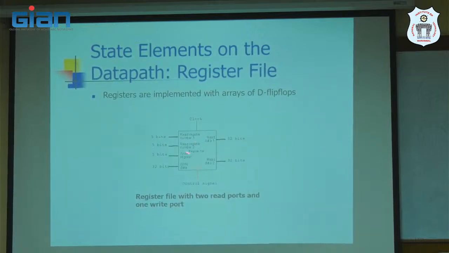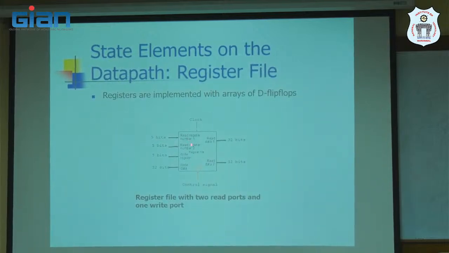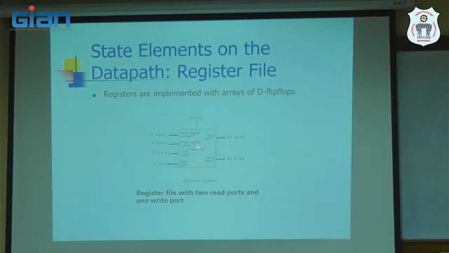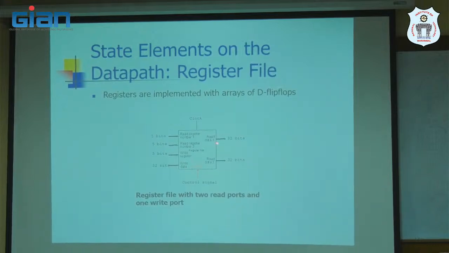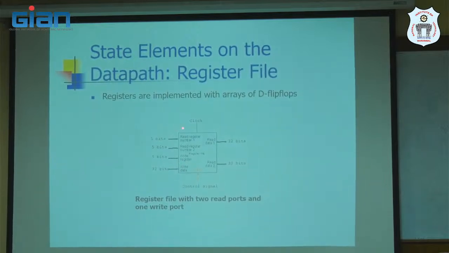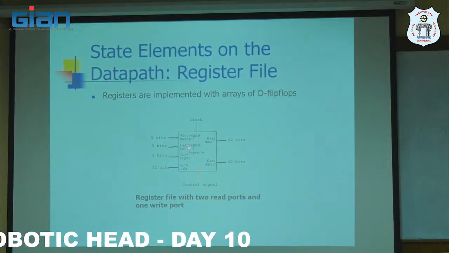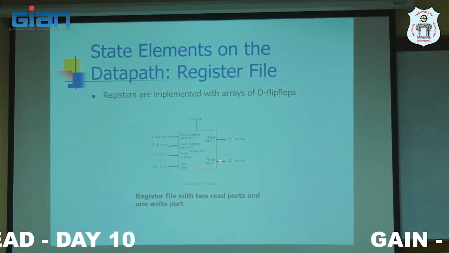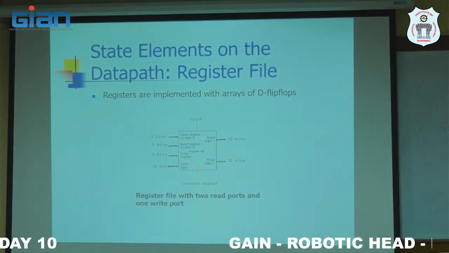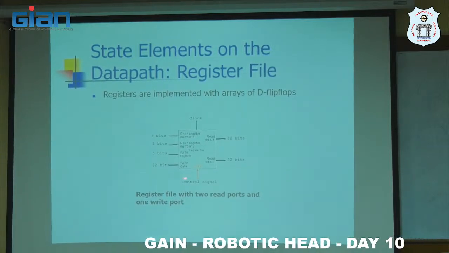For this register file, the inputs are read register number 1, read register number 2, the write register, and write data. The outputs are read data 1 and read data 2. These are the ports of this register file. The register selection inputs are read register number 1, read register number 2, and the write register, and then the write data. There are two read ports and one write port, which means we can simultaneously read two registers.